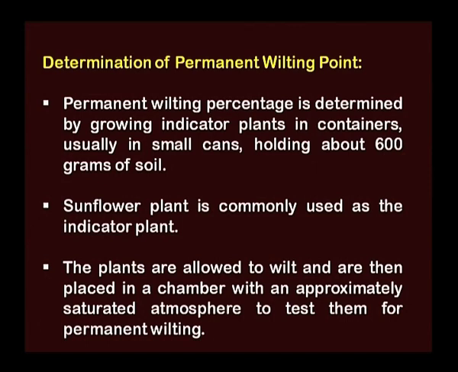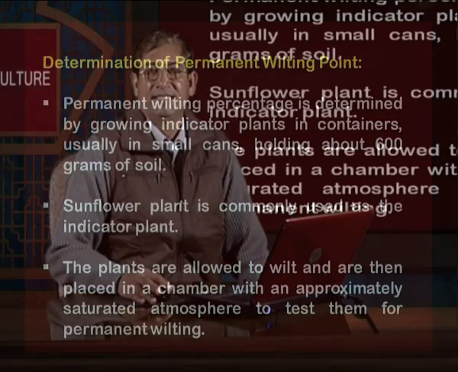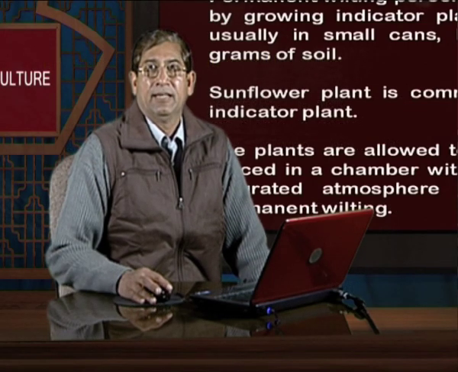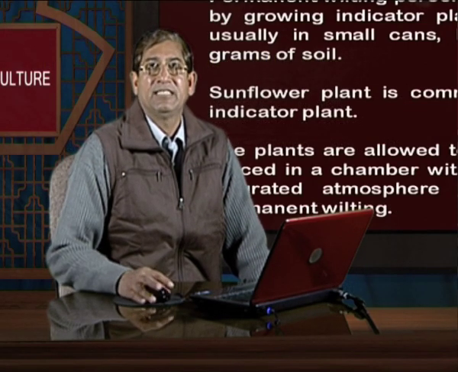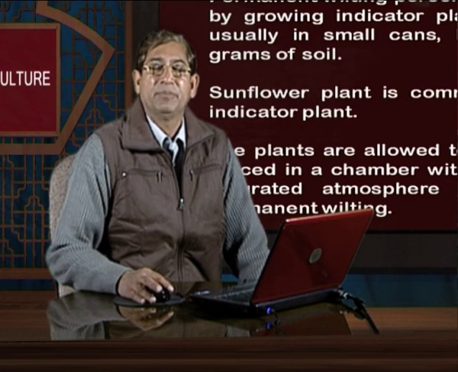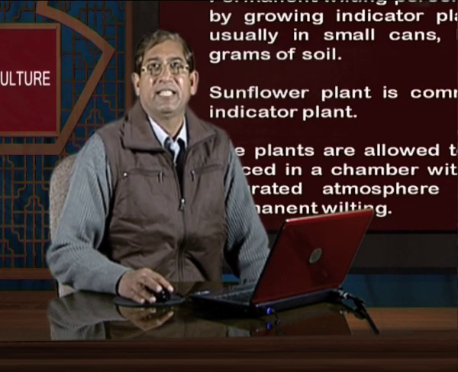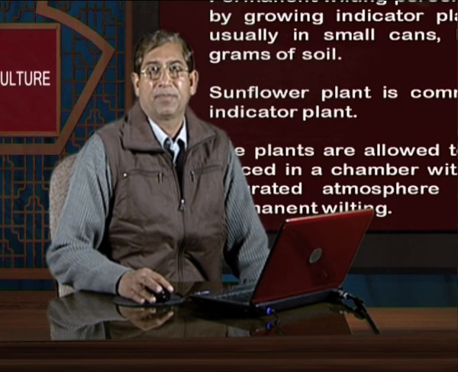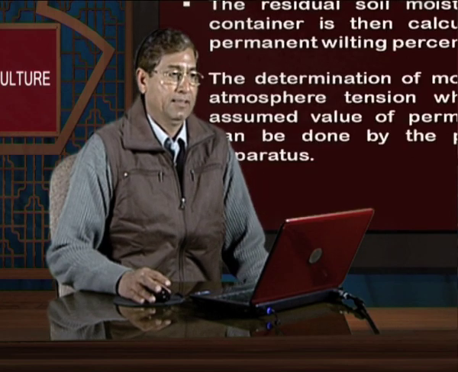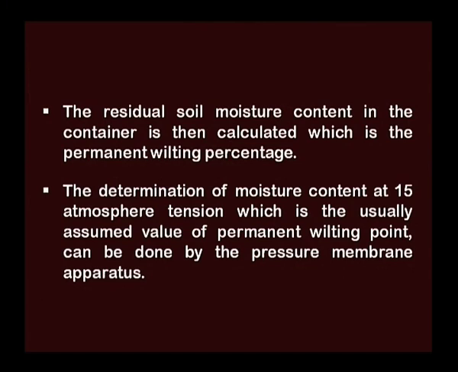for permanent wilting. Here, for determination of permanent wilting point, sunflower is taken as an indicator plant, because the sunflower has wide leaves and the wilting symptoms can be identified accurately in the sunflower plant. Therefore, sunflower is used as an indicator plant for determination of wilting point. The residual soil moisture content in the container is then calculated, which is the permanent wilting percentage.